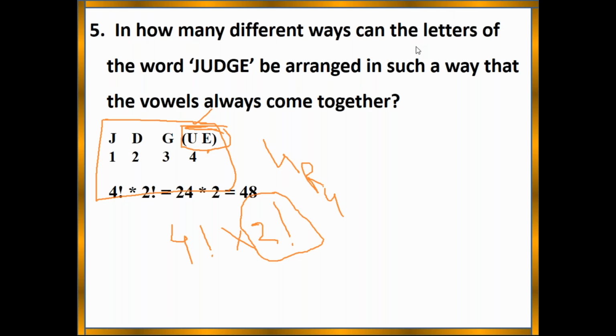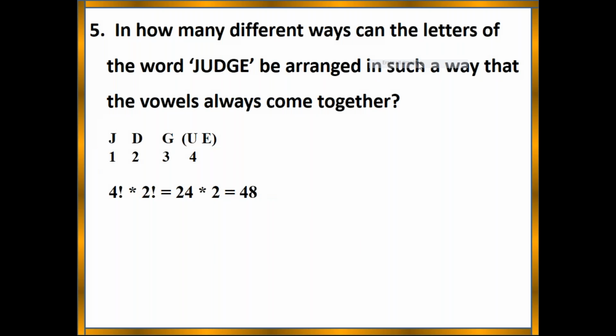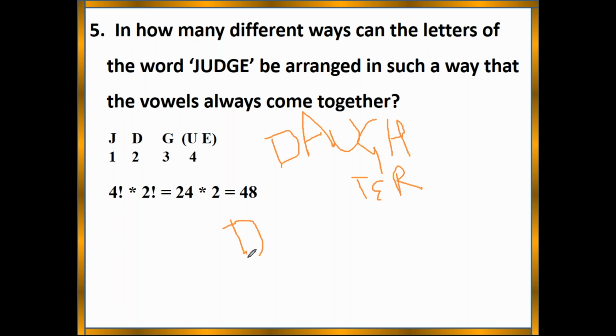You understood, all of you? If they give the word DAUGHTER, then what is the answer? First of all, write down all the consonants on one side and vowels on the other side. D, G, H, T, R, and the vowels A, U, E.